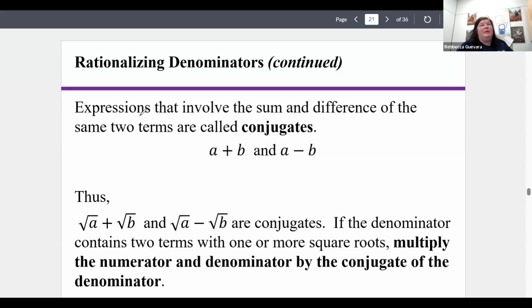So expressions that involve a sum and a difference of the same terms are called conjugates. So if a plus b, a minus b, these are conjugates of each other. So you'd see this if you had 3 minus 2. This conjugate would have to be 3 plus 2. So the only thing it changes is the sign in between them. Usually numbers like this we don't use it for. We typically use it for maybe something with a variable. x plus 5, its conjugate would be x minus 5.